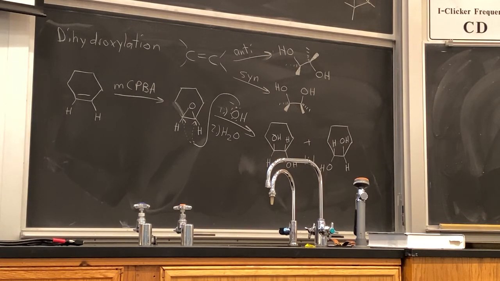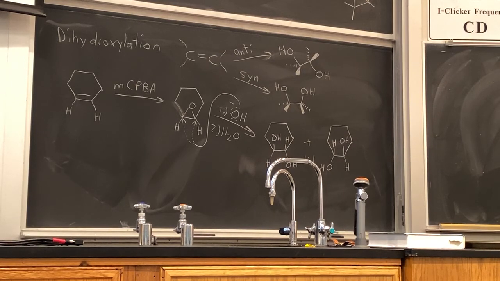So the way we accomplish an anti-dihydroxylation is two steps: epoxidation, which goes by syn addition, followed by ring opening with hydroxide. That goes by inversion. So the combination of a syn addition with an inversion gives us the net result in the end of anti-addition. Any questions?